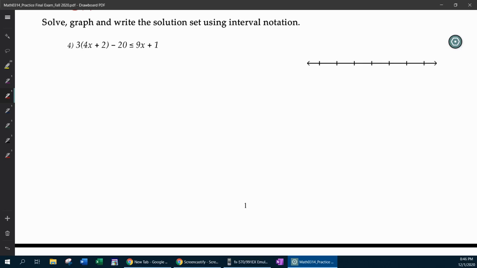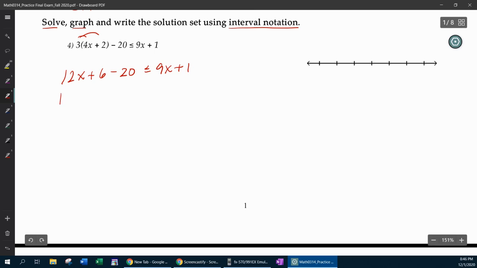Next, we're going to solve and graph the inequality. Notice it says solve and graph and interval notation, so there are 3 parts to this answer. The first step is to get rid of those parentheses. That gives me 12x plus 6 minus 20 less than or equal to 9x plus 1. If I combine like terms, 6 minus 20 is negative 14 less than or equal to 9x plus 1.